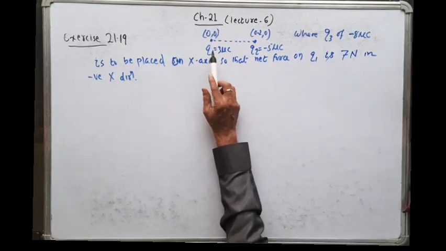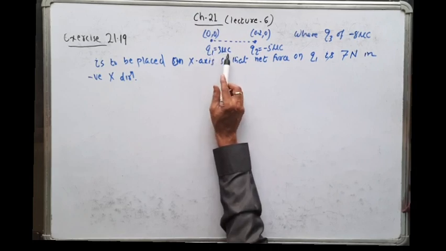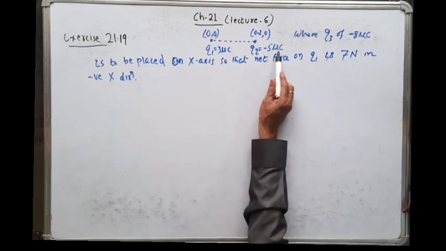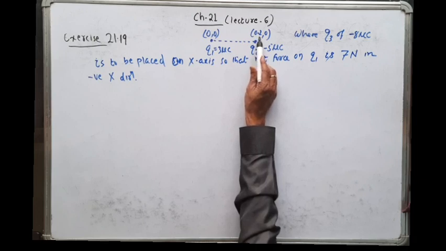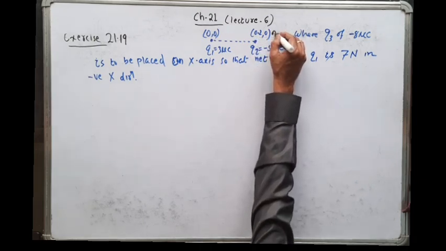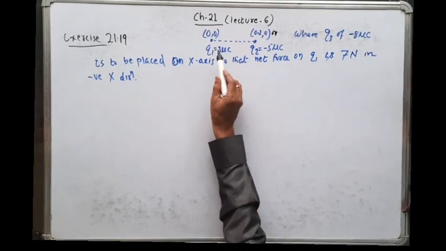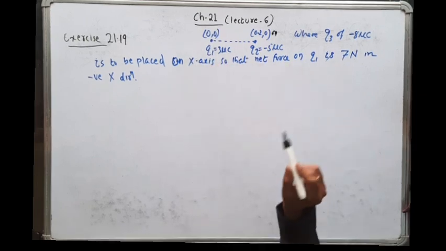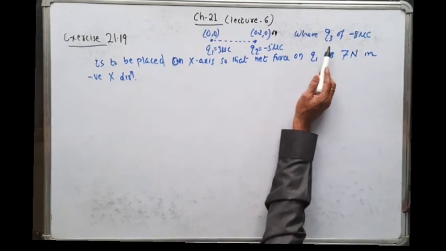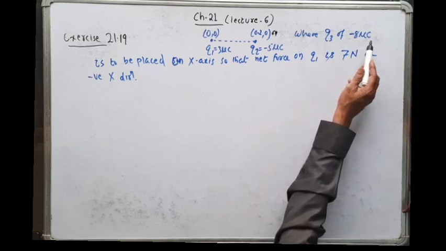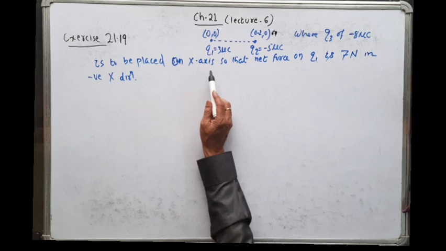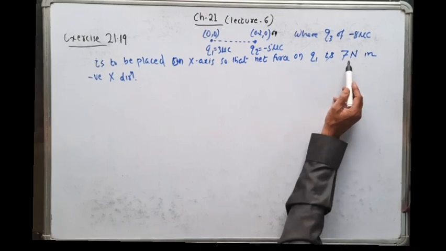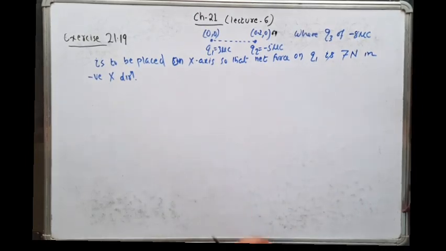Now, see. So, in the question, it is given Q1 is equal to 3 microcoulomb. It is placed at the origin, and Q2 of minus 5 microcoulomb is placed at 0.20, and all are in meter. So now you see, these two charges are lying on which axis? X axis. Now question is, where Q3 of minus 8 microcoulomb is to be placed on x axis, so that net force on Q1, that is 3 microcoulomb, will be 7 Newton in negative x direction.